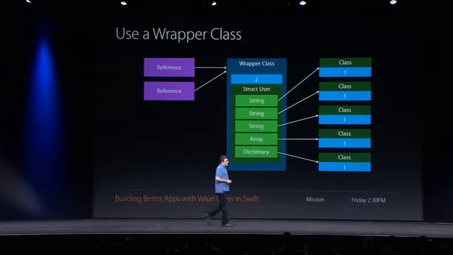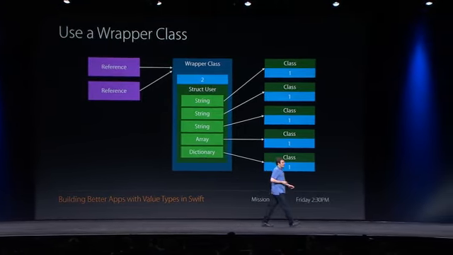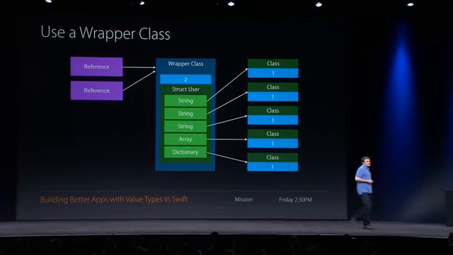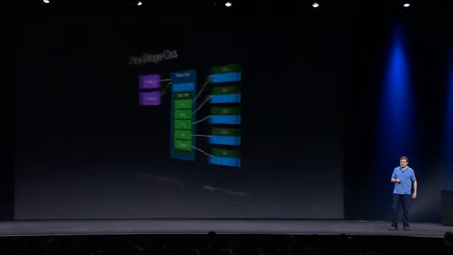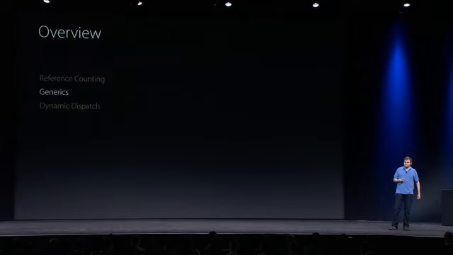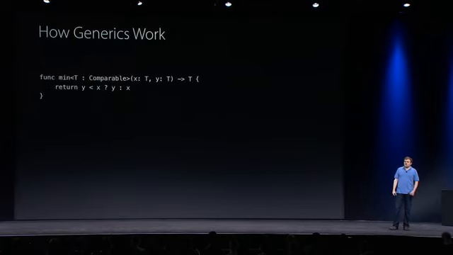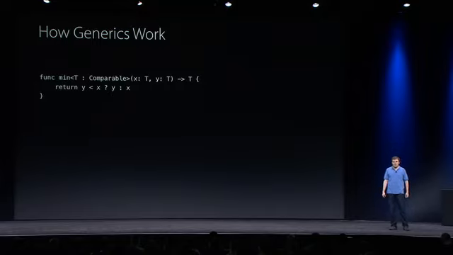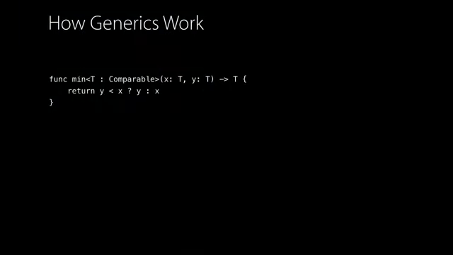Now that we've talked about reference counting, I'd like to continue by talking a little bit about generics. Here I have a generic function min. It's generic over type T that conforms to the Comparable protocol from the Swift standard library. From a source code perspective, this doesn't really look that big. I mean, it's just 3 lines. But in reality, a lot more is going on behind the scenes than one might think.